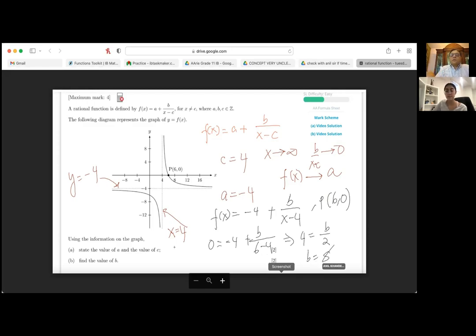So we get all the three values. We have a equals, let me write down here. What is a? The horizontal asymptote, minus 4. And b, we worked out at the end as 8, and c is the vertical asymptote at 4. Correct? So that is how you're going to solve this particular question. Is that clear to you? Yes. Perfect. So with that, we can conclude what you wanted to know. Is there any other question?